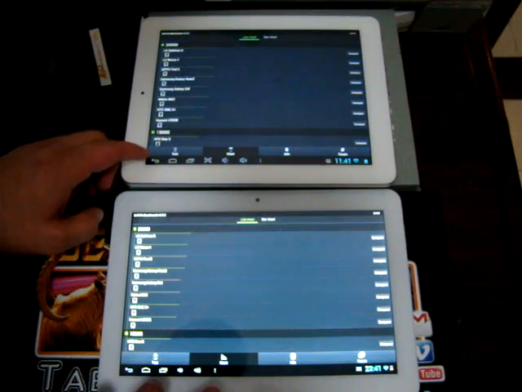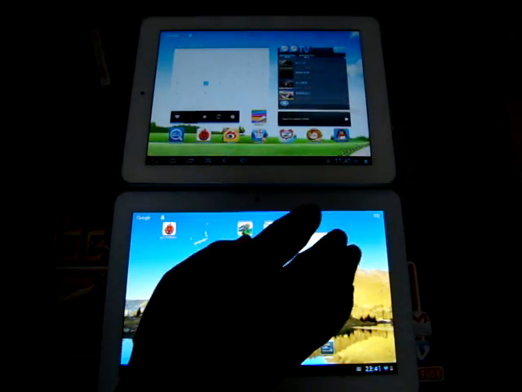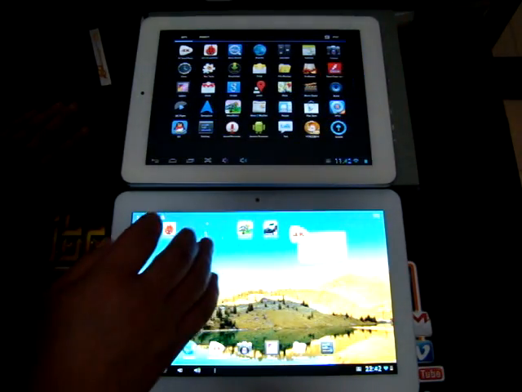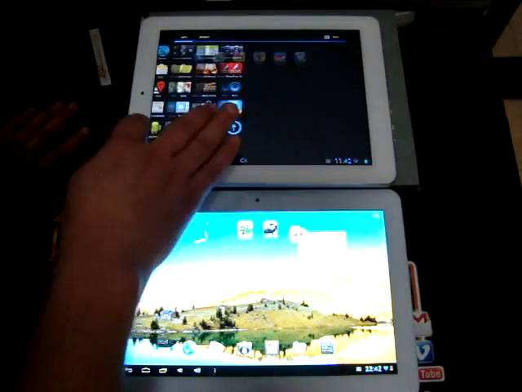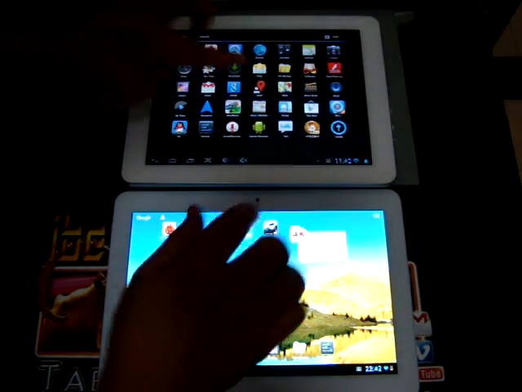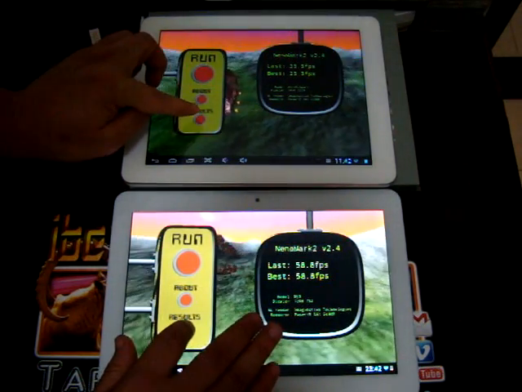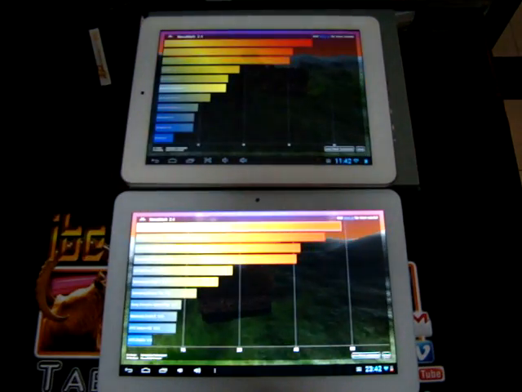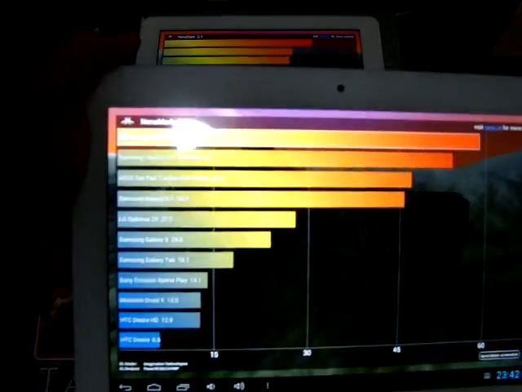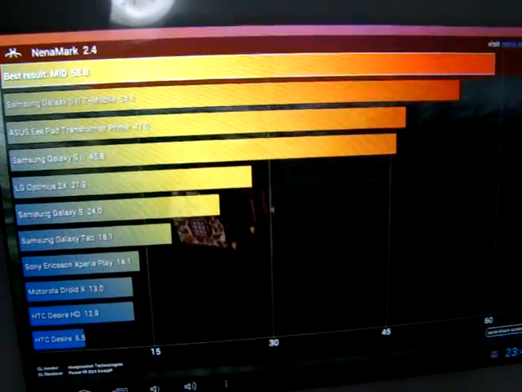We also did another benchmark. It's the Nenemark2, and it's here on this one, and let's see on this one, on the Spark. Oh, there it is. Okay, so for the Nenemark2, let's check out the score. Okay, so in the Nenemark2 we got a 58.8 for the Flytouch 10.